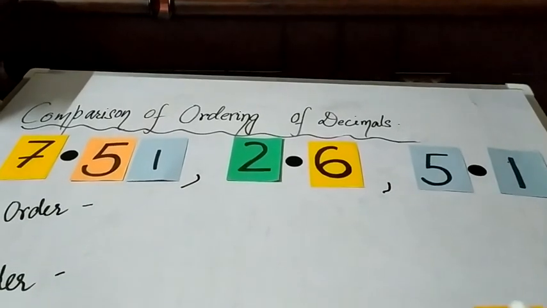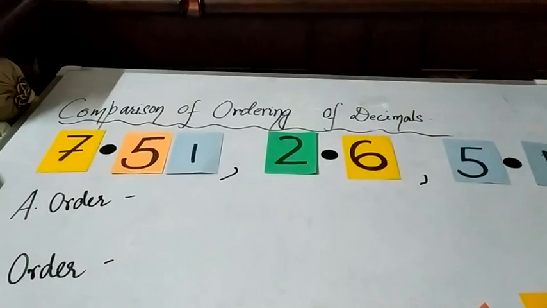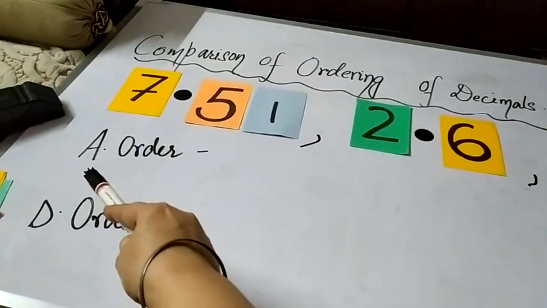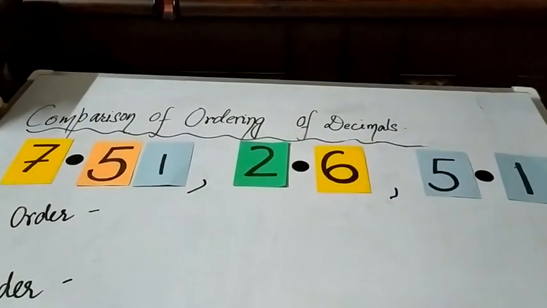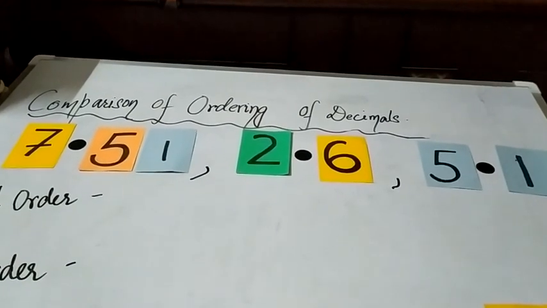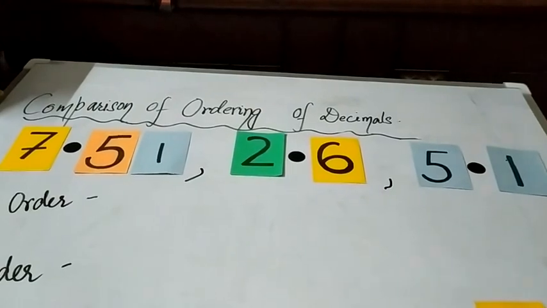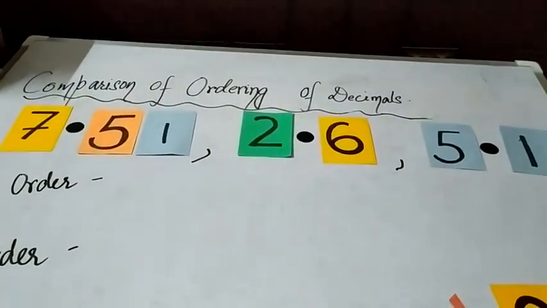Now look at these 3 decimal numbers. Now we have to arrange them first in ascending order and then in descending order. I have written in short, A for ascending, D for descending. Now look at the numbers. The trick is the same, but the only difference is that in comparison we have only 2 numbers, and when we order we have more than 2 numbers. I have taken 3, it can be 4, 5, 6, any number.